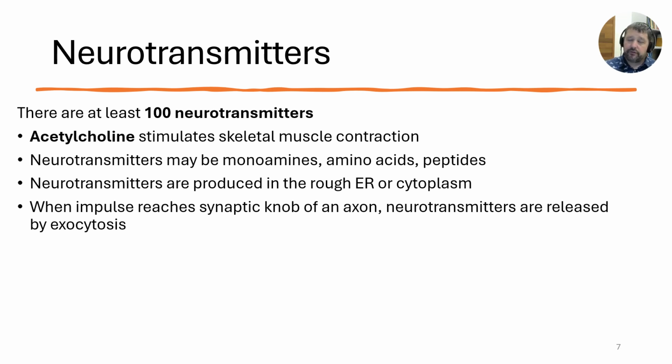Okay, and we already talked about how that works. Once the action potential reaches the synaptic knob, the neurotransmitters can be released through what we call exocytosis. So endocytosis is bringing in things. Exocytosis is merging your membrane and releasing material out.